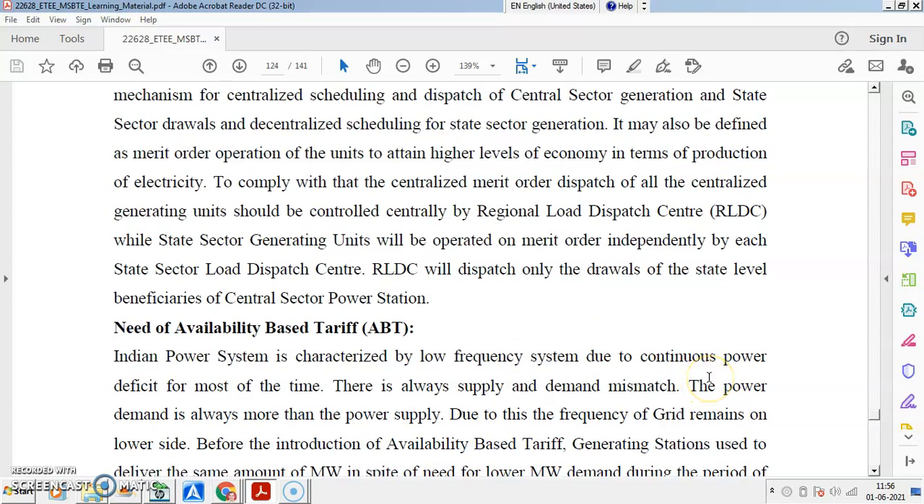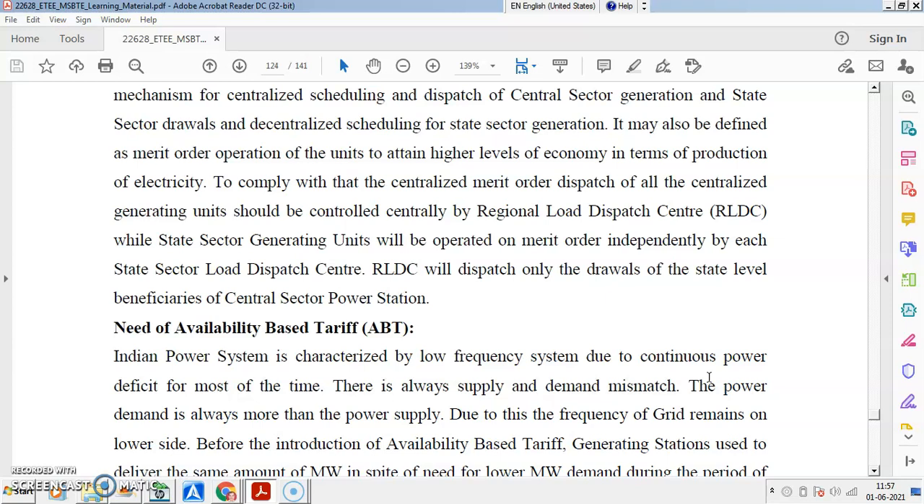So the charges are decided for this availability based rate, charges for this energy selling. In the Indian power system, we also have load shedding. The load shedding is especially for those consumers who are paying less, and normally load shedding is not there for those consumers who are paying high. That is also a parameter behind ABT, availability based tariff.